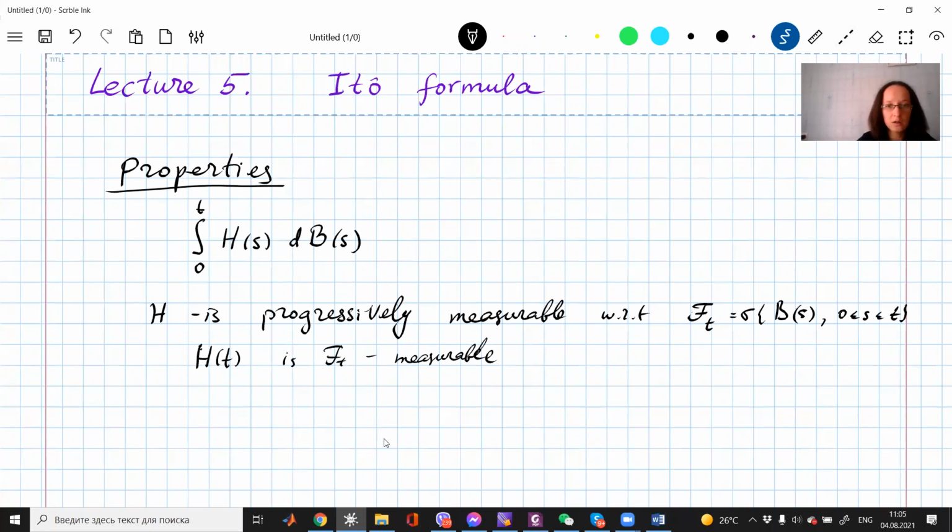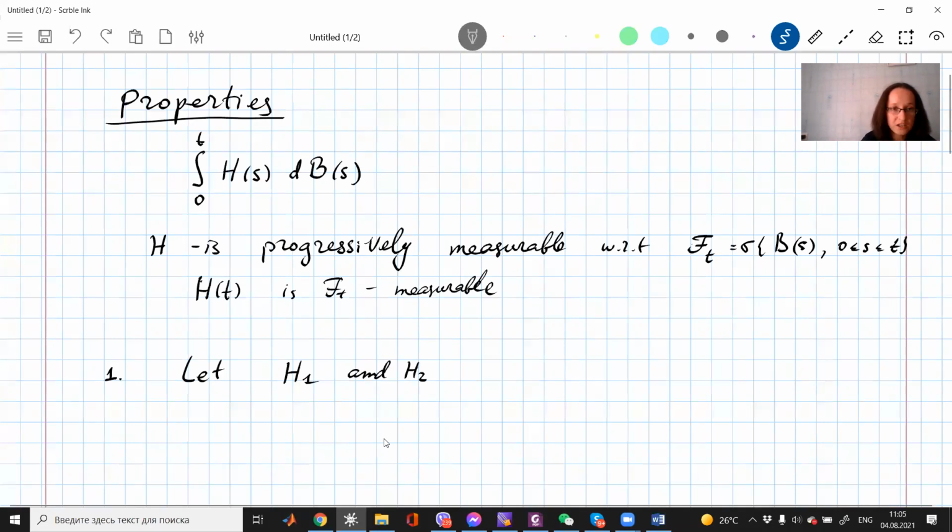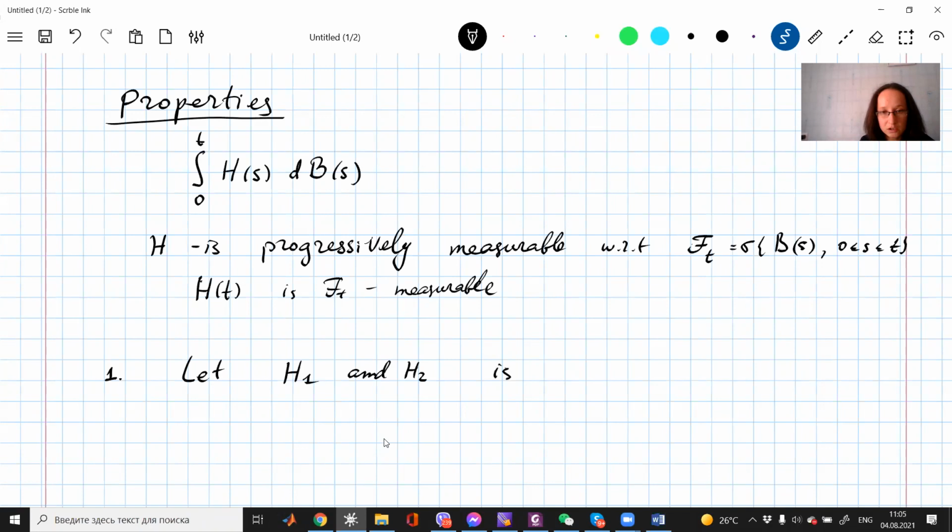So now let's discuss some properties, and the first two are very familiar to you from such integrals for non-random functions. Let me consider two processes H1 and H2. They are progressively measurable, and we should assume, as for this integral, that they are progressively measurable.